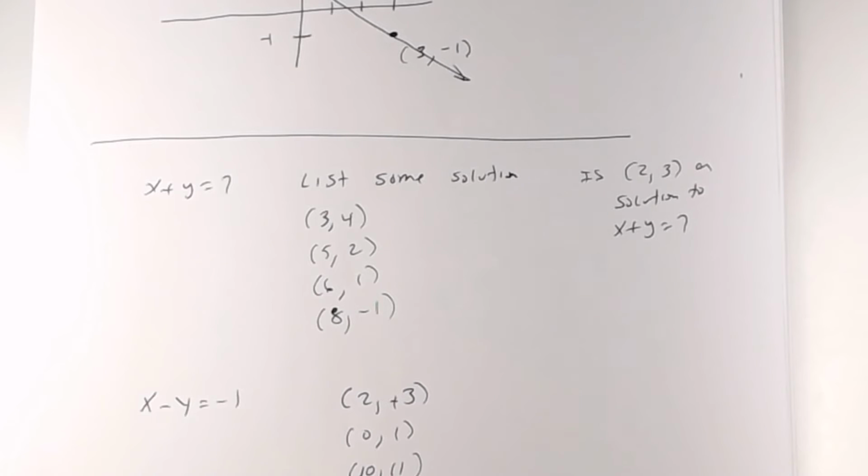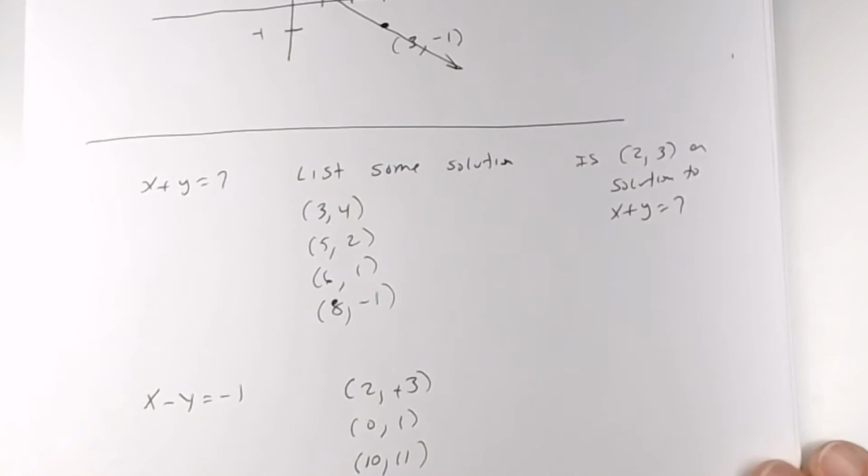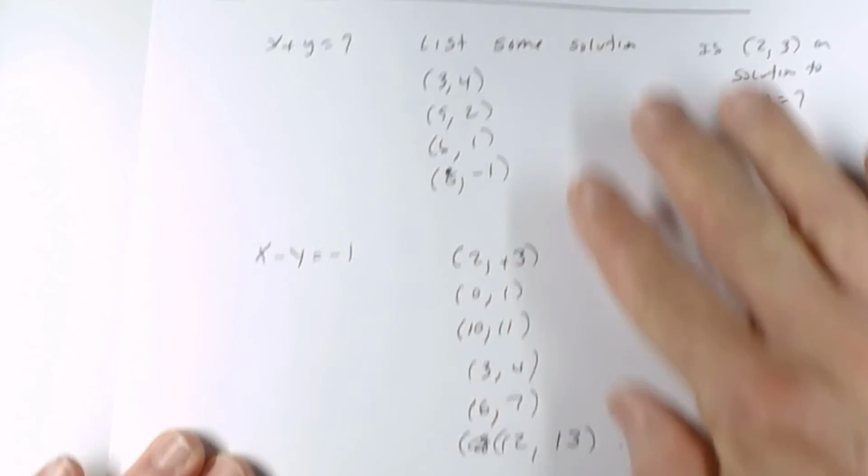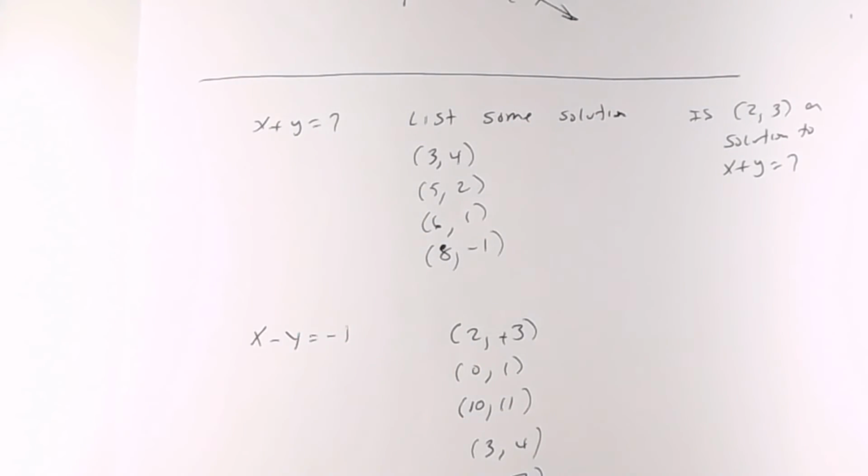Okay, so when I look at these two equations, there's only one point that they have the same solution for. What is it? 3 and 4. The point 3, 4 is the point that both of them share.